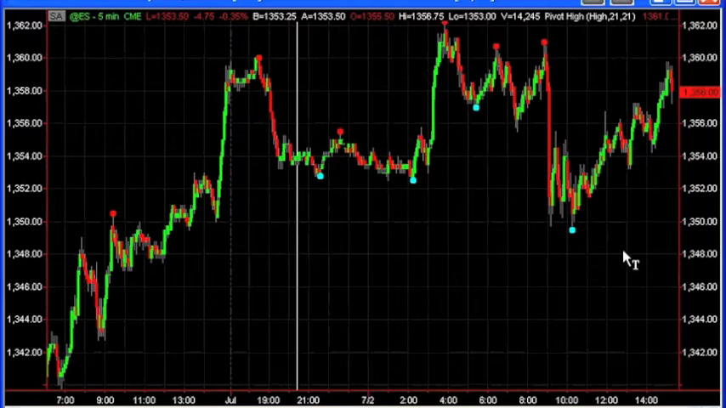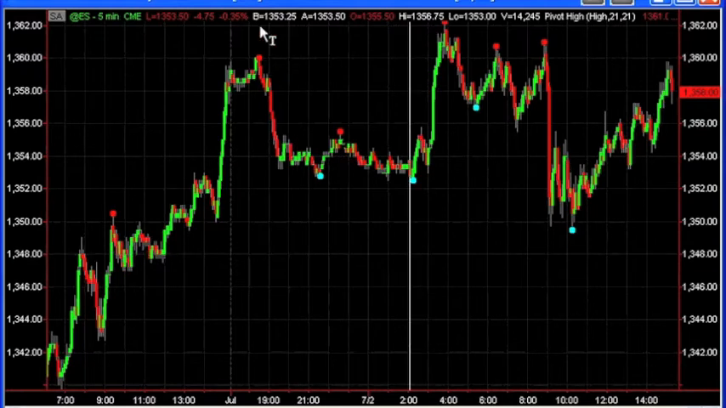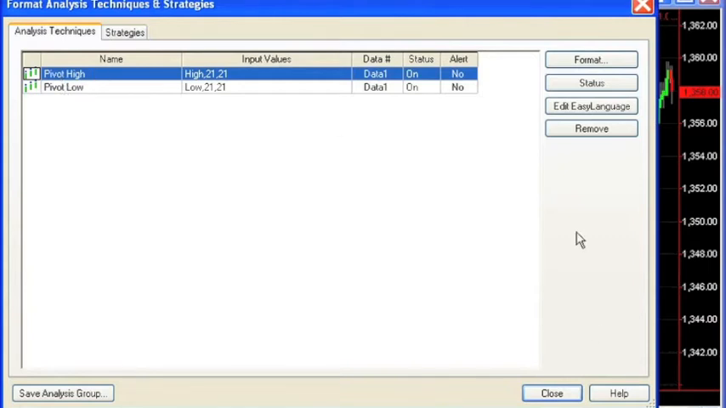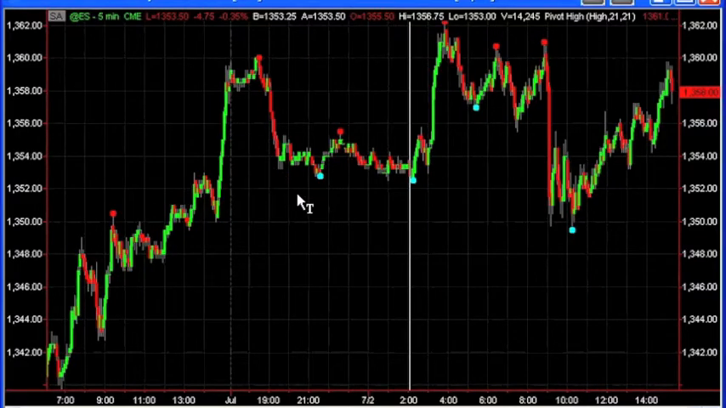Now the strategy does not plot these, just to make that clear. The strategy works behind the scenes. You don't see any buy or sell signals on the chart, and you don't see these dots. But of course you can insert these dots by just inserting the TradeStation pivot highs and pivot lows with the correct input from the strategy. We're using 21 here.